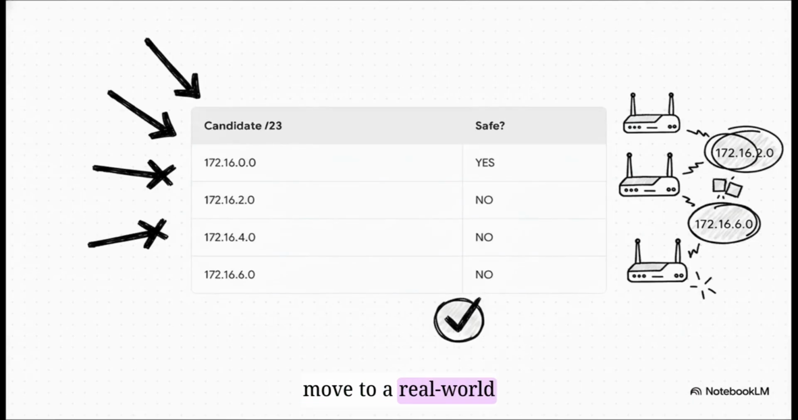Let's move to a real-world scenario and see how this builds out. Let's say we need a new /23 subnet. We generated our candidate list here: .0, .2, .4, .6. Then we cross-referenced it with our active network. As we can easily see, .2 is out. It overlaps the router 1 LAN. .4 is out. It clashes with router 2. .6 is dead in the water. It hits router 3. By crossing out those unavailable blocks, the safe answer just isolates itself.